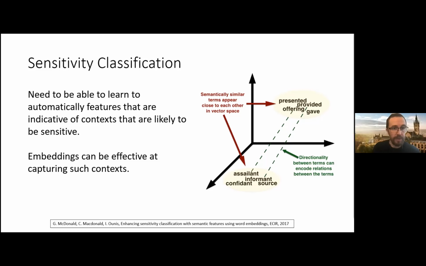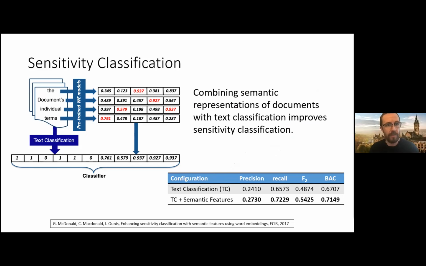As you'll notice from the citation at the bottom, this is from a 2017 paper. We were using word embeddings at the time, and it was shown to work particularly well. What we did was take the one-hot encoding representation of the document, concatenate it with the dense semantic representation of the document, and then, comparing that against a text classification baseline, we get significant improvements.